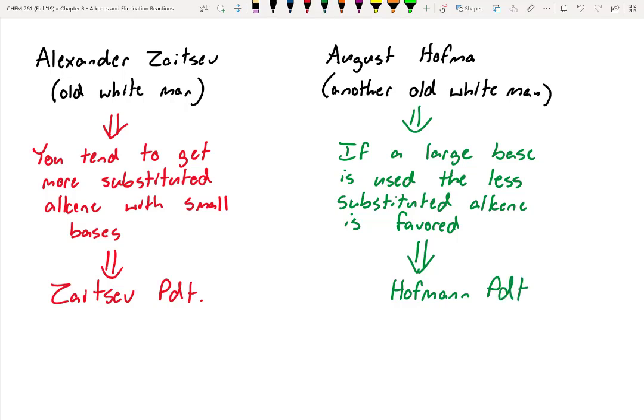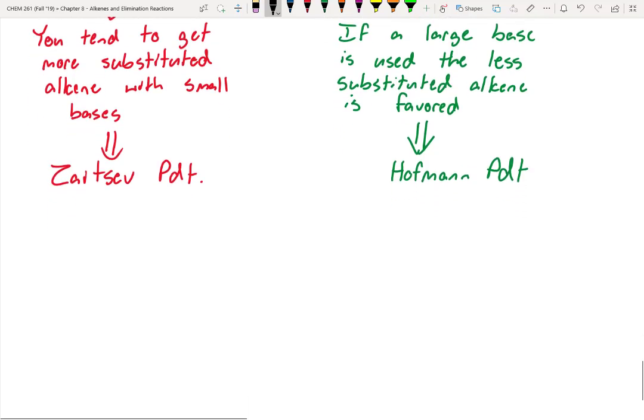Sorry, this looks like an M. This should be two N's. So in this class, we'll be referring to these a fair amount. Anytime I'm talking about a more substituted alkene, I'll commonly refer to it as the Zaitsev product of the E2 reaction. Anytime we're looking at the less substituted alkene, it's the Hofmann product. All right, so let's see an example of this.